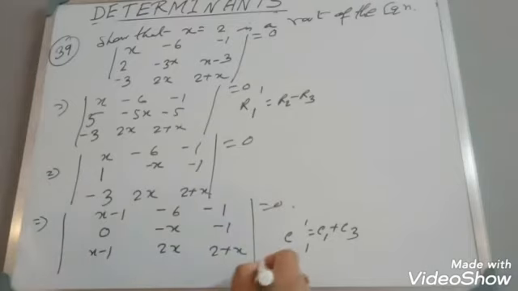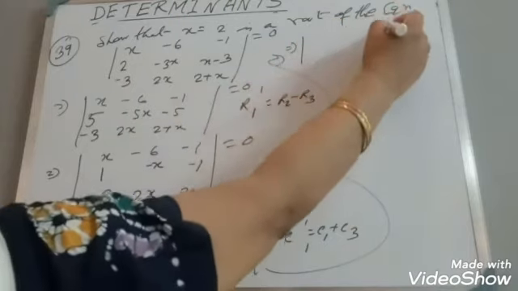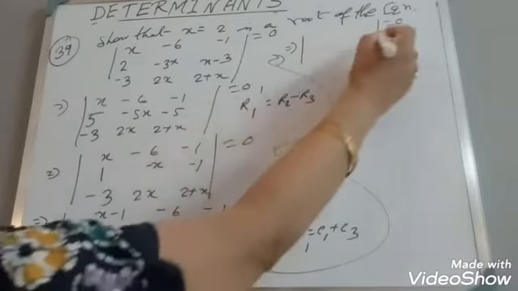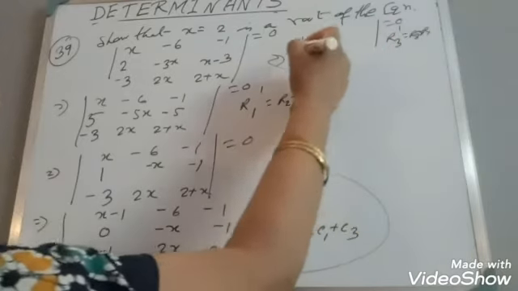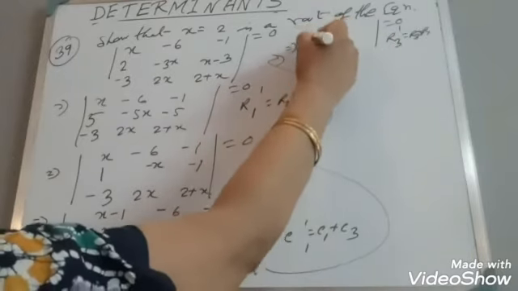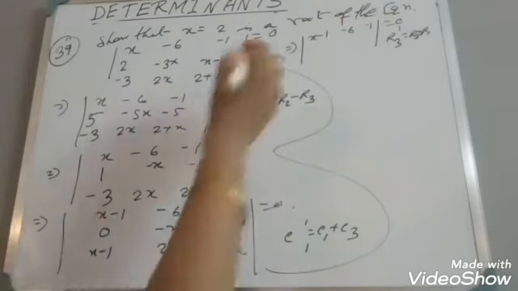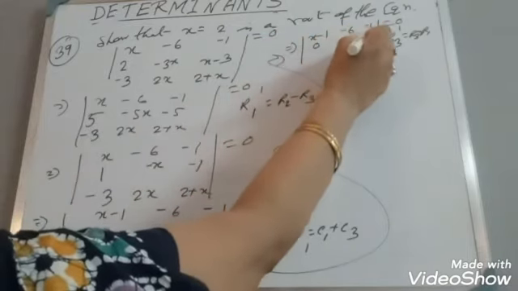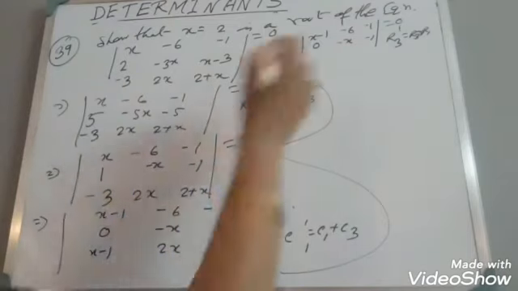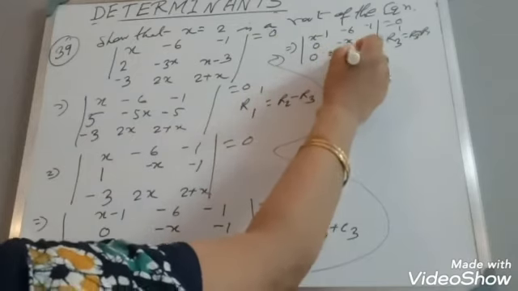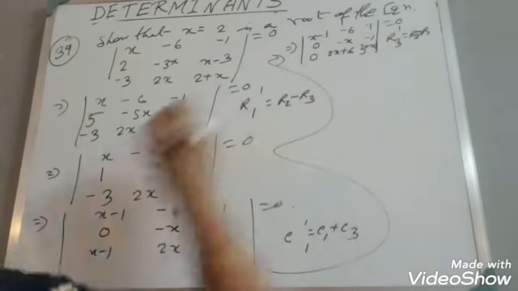Next operation we will give on rows. No space is there, so let me write in very short form. R3 dash equals R3 minus R1. The first row will remain the same: x minus 1, minus 6, minus 1. The second row will be 0, minus 6, minus 1. First row and second row have no change, only the third row will change. So it will be 0, 2x plus 6, and 3 plus x.